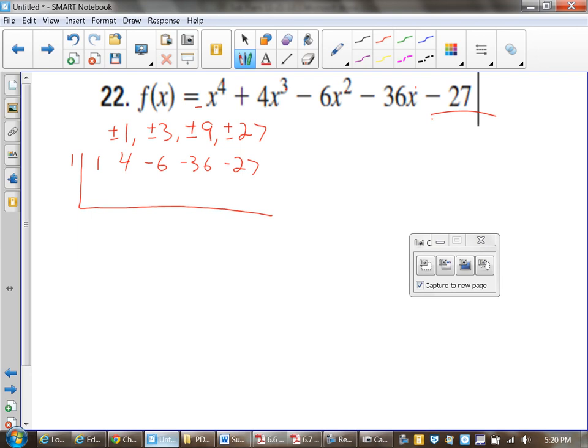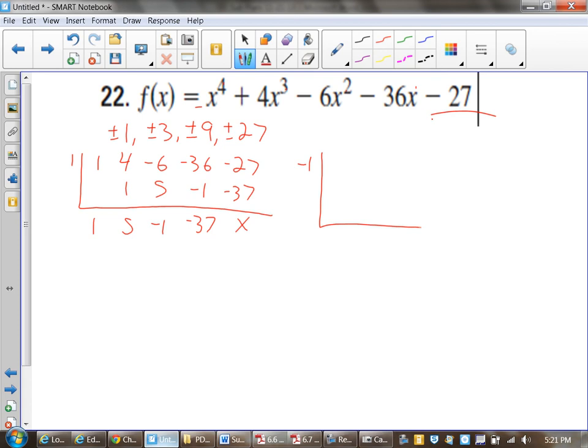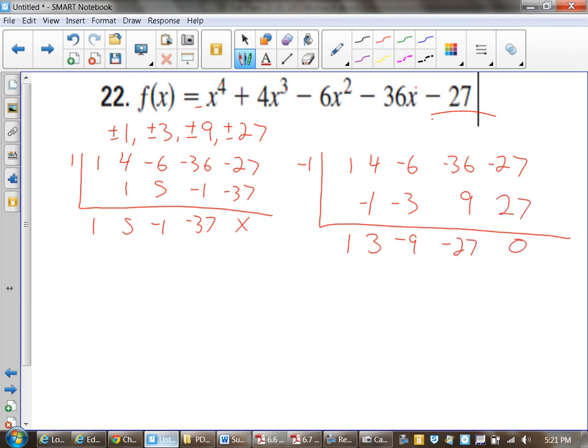I will remind you, watch your signs. No workup. Negative 1. Negative 1, 3, negative 3, negative 9, 9, negative 27, positive 27 is 0. Right here, it works. Negative 1 is a 0.